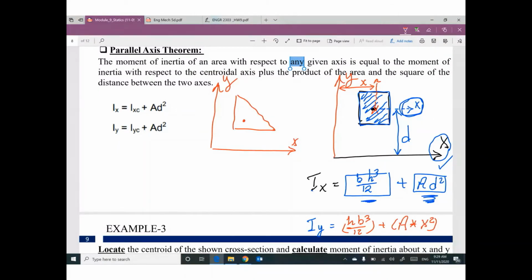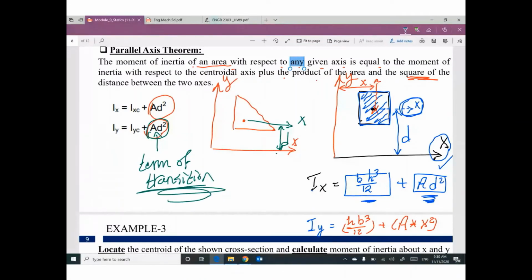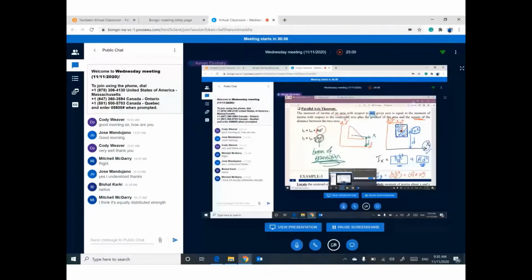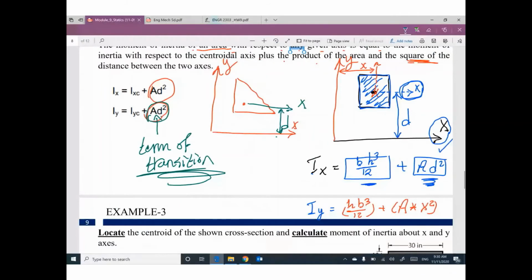So the moment of inertia of an area with respect to any given axis is equal to the moment of inertia with respect to the centroidal axis plus the product of the area and the square distance. Area times square distance if you have a transition. Transition means we assumed an x-axis, but the actual x-axis is translated or moved a little bit by distance d, so we need to add a new term, called the term of transition. Any question for this point? I will do an example, and through the example you can understand it more and more.